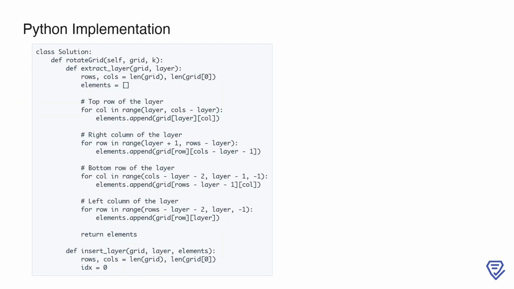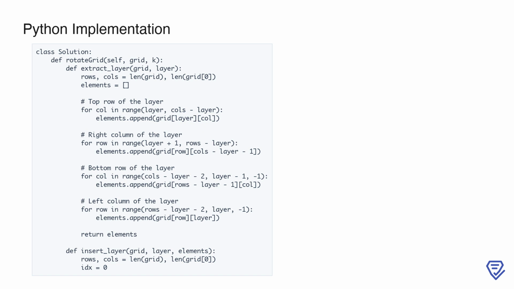Here, we begin implementing the solution to cyclically rotate the grid. We define a class Solution with a method rotateGrid, which takes the grid and the number of rotations, k, as inputs. Inside this method, we start by defining a helper function extract_layer to isolate a single layer of the grid. Each layer is essentially a collection of elements from the grid's boundaries, starting at a given depth, or layer index.